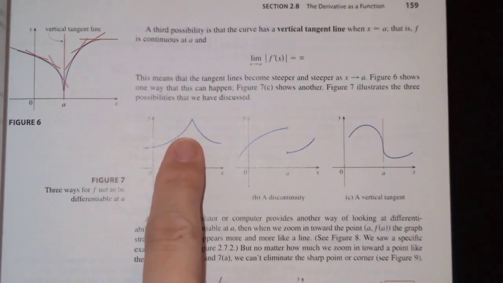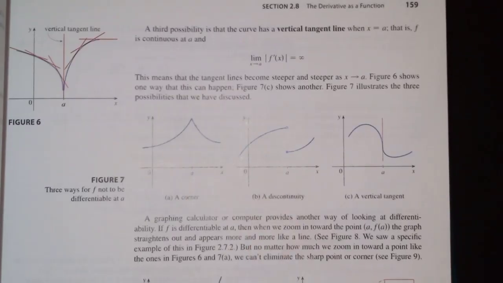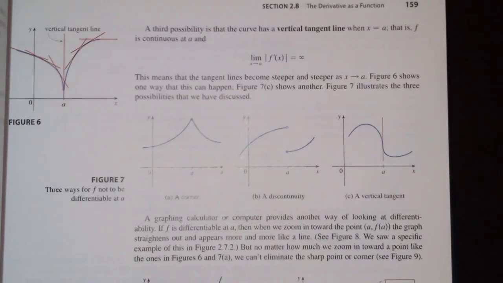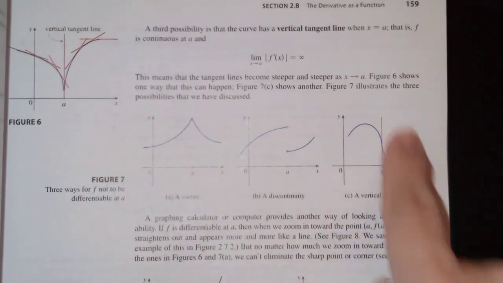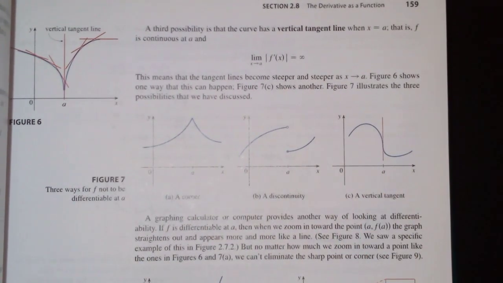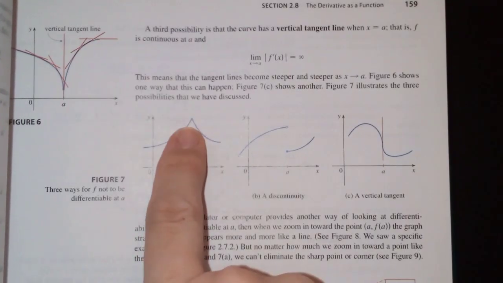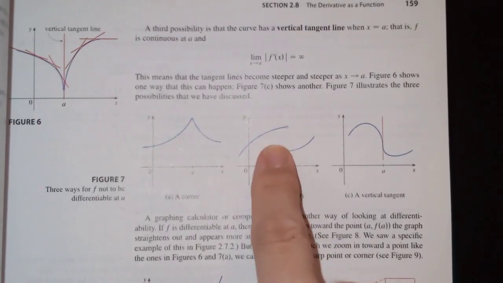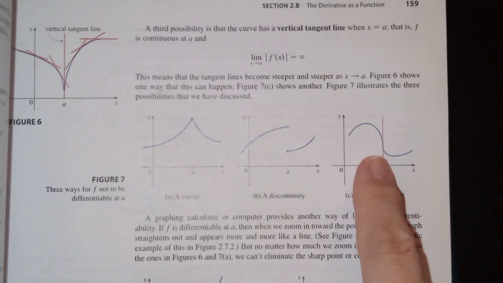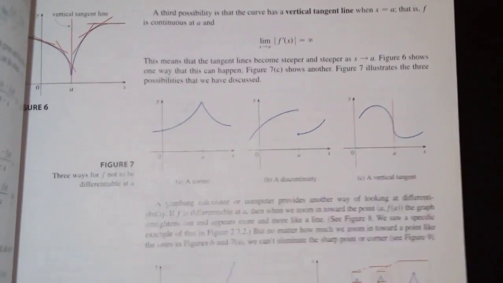If I have a corner, I have a problem. If I have a place where my graph is vertical, I have a problem. If I have a place where my graph isn't continuous, I have a problem. So here are 3 conditions that mess up having a derivative. If you have a corner, a jump, an asymptote, a discontinuity, or a vertical tangent line, you can't have a derivative.